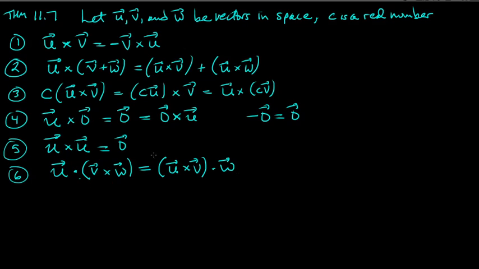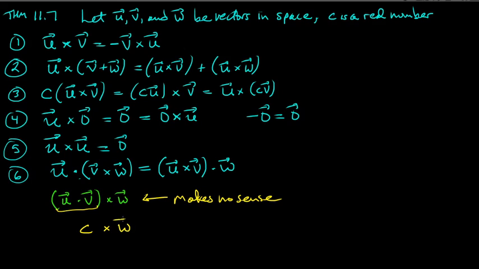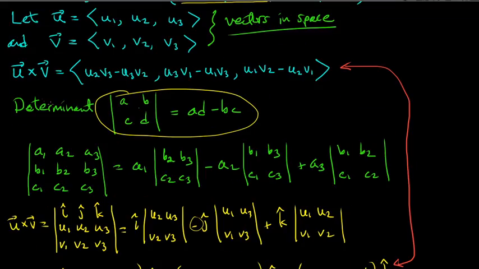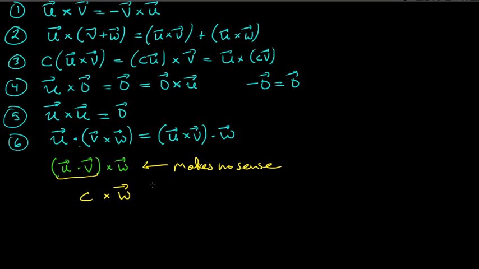Now we need parentheses here. The one thing you have to be careful of is if you try to switch the parentheses. If you do u dot v cross w, think about this for a second. This makes no sense. This is not a vector, it's not a number. If you take u dot v, you get a number. Let's call that number c. So how can I take a number cross a vector? When we defined the cross product of two vectors, they both had to be vectors. Taking the cross product of a number and a vector is nonsense. It's meaningless. There is no such thing. So don't make that mistake.